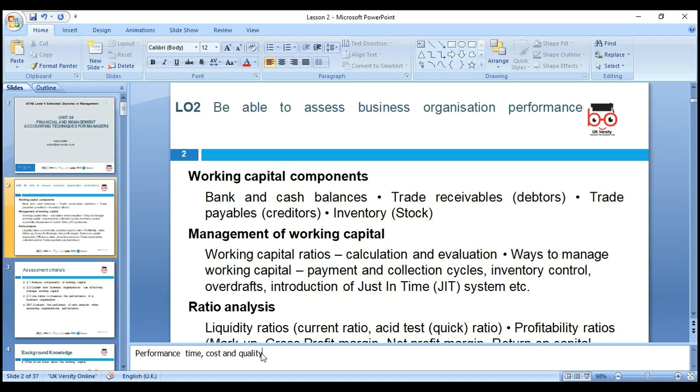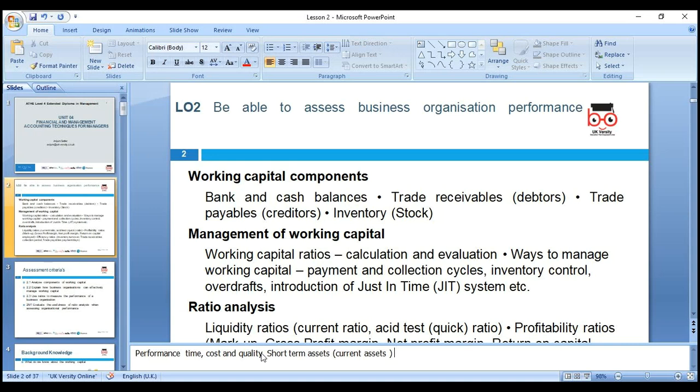Working capital, so we'll discuss what is meant by working capital. Working capital means the running capital, which means the short-term assets. Short-term assets are known as current assets. Those carry on changing within a year, so we call them short-term.